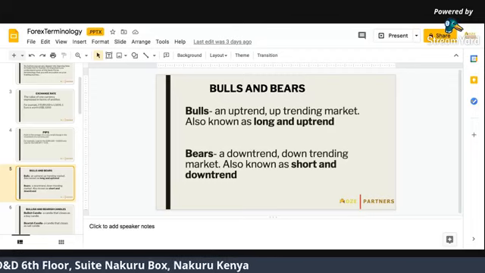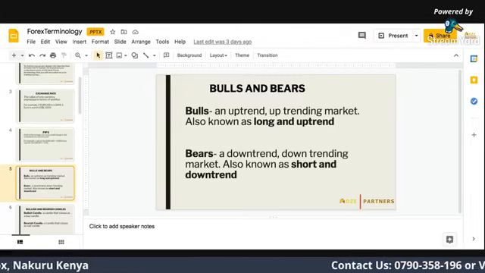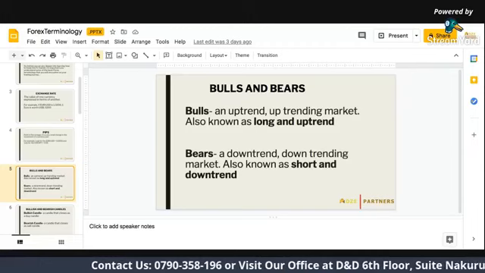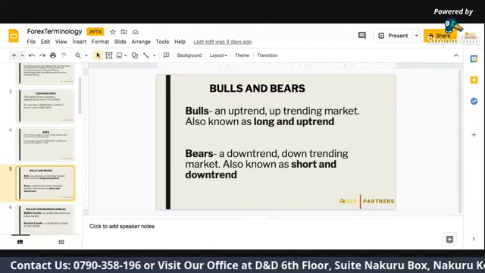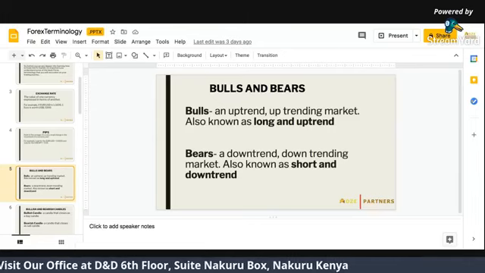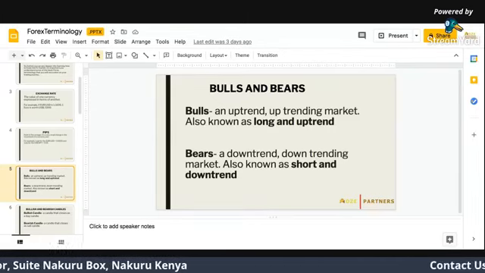Bears is a downtrend, a downtrending market. The market is heading downwards. So most of the time you'll hear them say bears, short, or downtrend. The reason they chose bears is because a bear, when it wants to kill its prey, usually stands up like a human being, and then it tramples on you, so it goes down on you to make its kill.